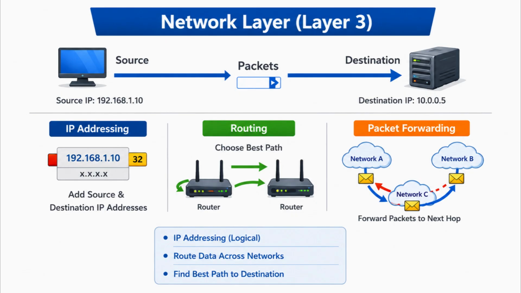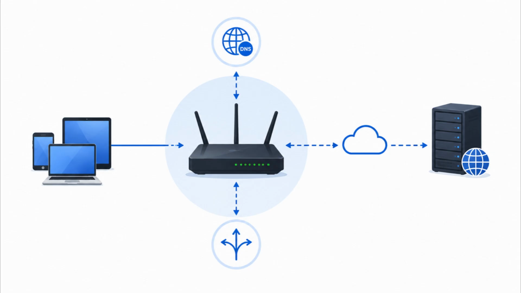Network layer. This is the domain of the router. It is the router's job. It handles logical IP addressing and routing. It uses DNS to resolve the server's hostname to an IP address and determine the most efficient path for data to travel across the internet.